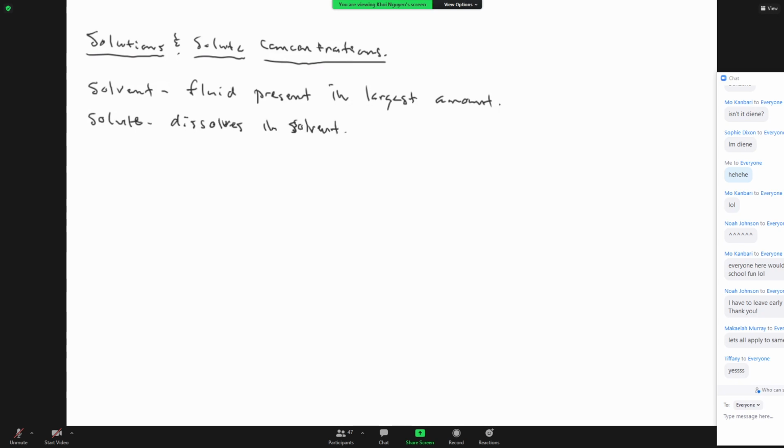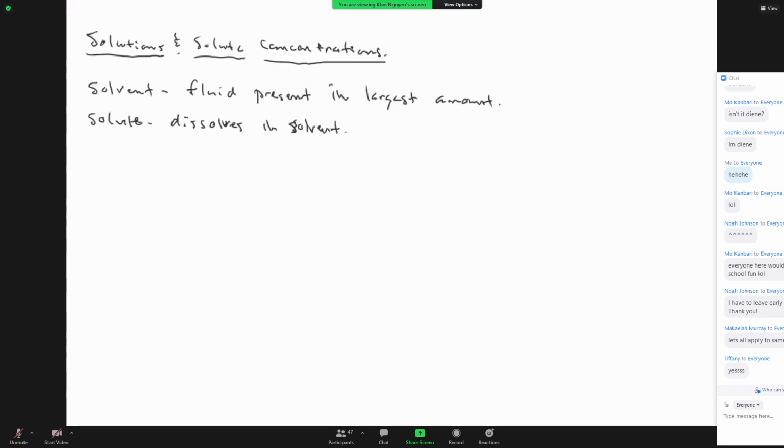The reason I say the solvent is the fluid present in the largest amount: when I say fluid, it could be a liquid or a gas. It could be both. And you can have 2 liquids in solution with each other that are mixed, where one isn't completely dissolved in the other. Okay. So know the difference between the solvent and the solute. The solvent is the thing doing the dissolving, and the solute is the thing that's getting dissolved.